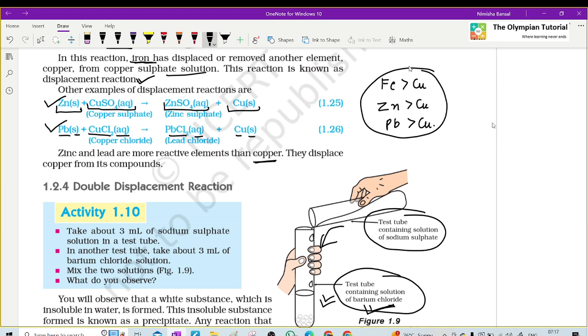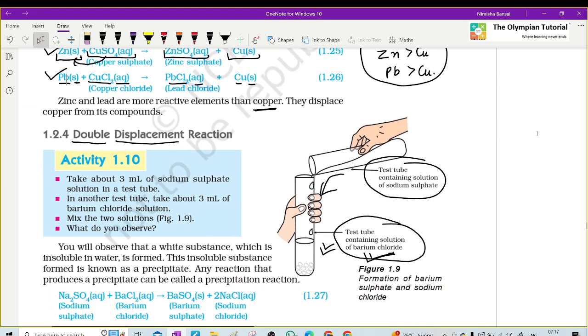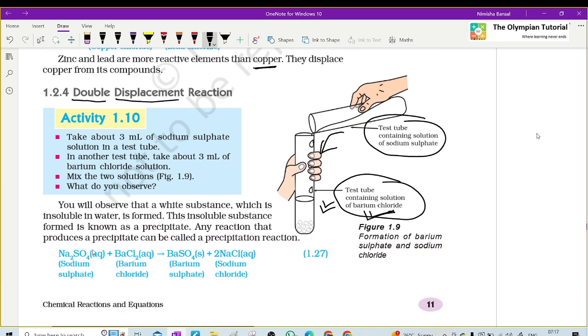Now next is double displacement. As in displacement one element displaces another one, double displacement means this one and another like this one. Write down the heading double displacement. From here I will let you know: barium will come in the place of sodium and sodium will come in the place of barium. So in double displacement, they are just switching places, interchanging places. It is double displacement only. In place of sodium, barium will come. In place of barium, sodium will come.